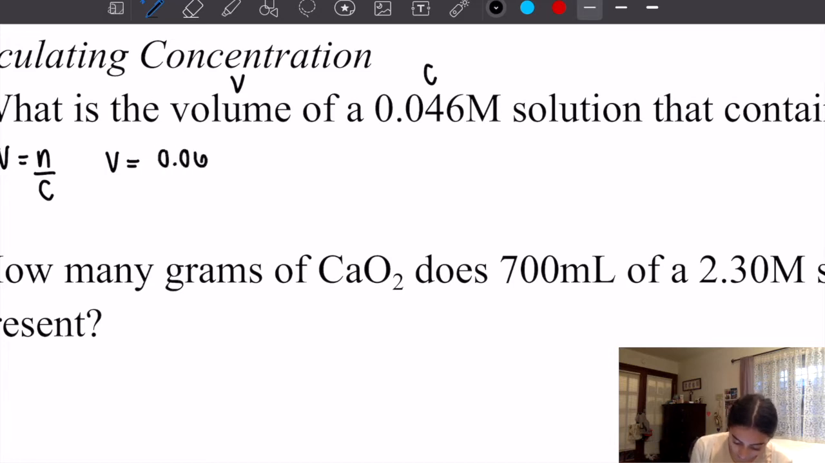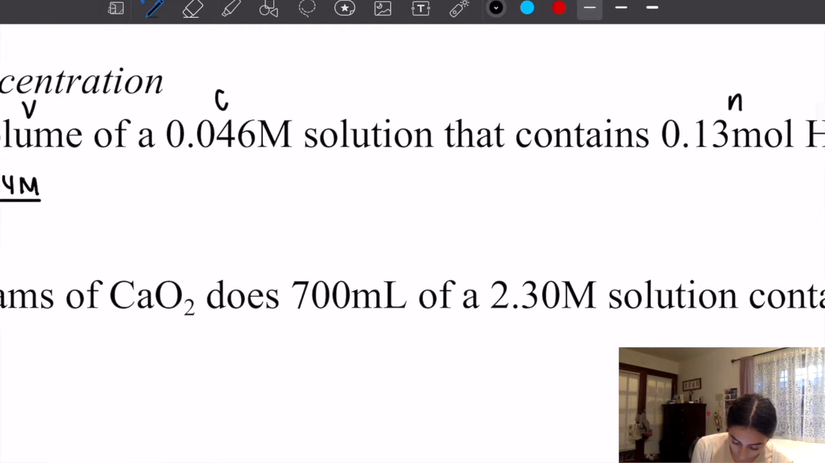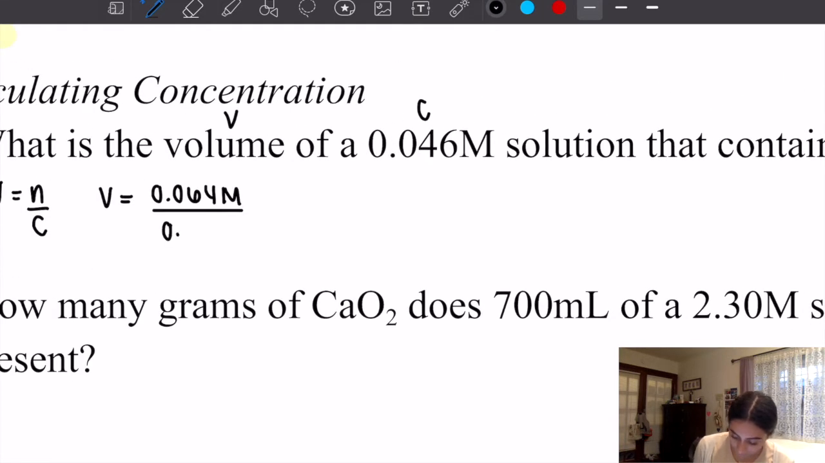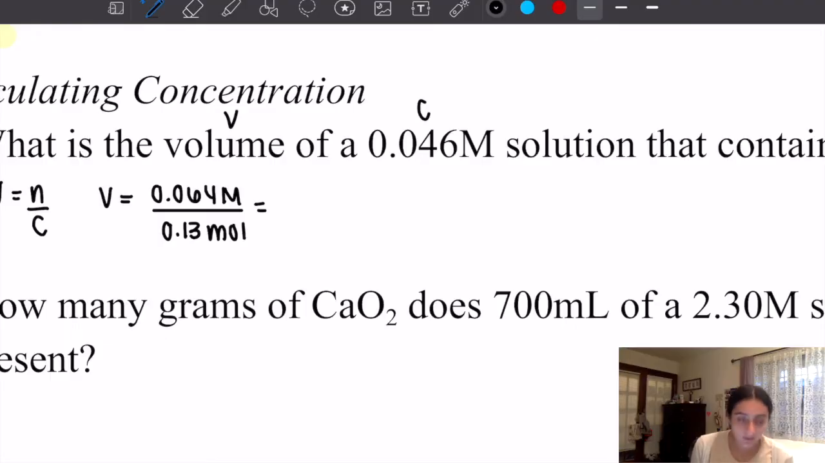And then I am just going to plug in what I know. So I have 0.064 over 0.13 moles. Hi, this is future Talia editing. I fully realized that I wrote 0.064 instead of 0.046, so just pretend the directions in the problem did not say 0.046 and continue the problem as if it was a concentration of 0.064 molarity. Then I'm just going to plug that into my calculator.